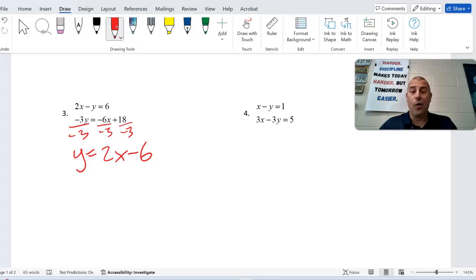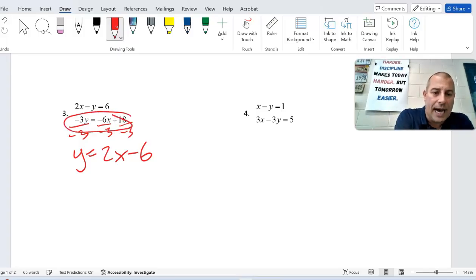Now, the only reason why I'm doing this here is because I can divide them all by -3. I don't want fractions. If I couldn't avoid fractions, I would play with the top one and rewrite it into a y equals. But okay, because I rewrote this one, I now need to plug it into the other one.